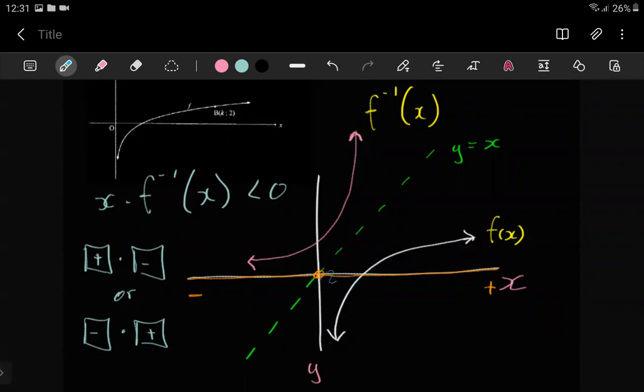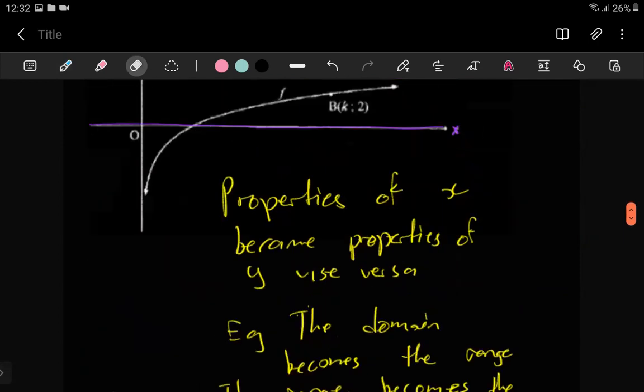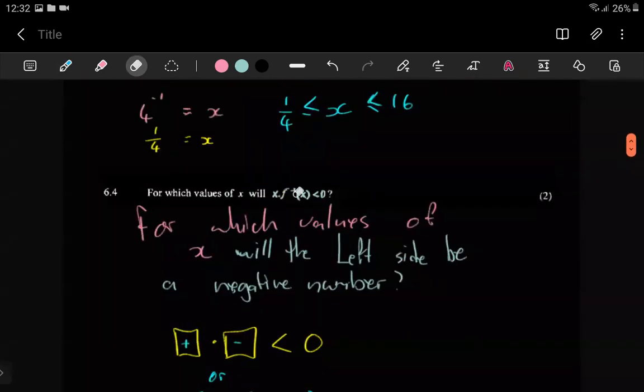No, hold on. Remember, our concern here has nothing to do with this white line. This white line is obsolete right now. We might as well erase it for now. There, it's gone. Our question is not even talking about it. Our question is talking about the inverse.